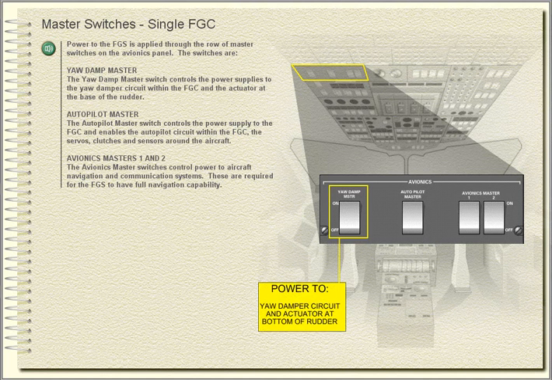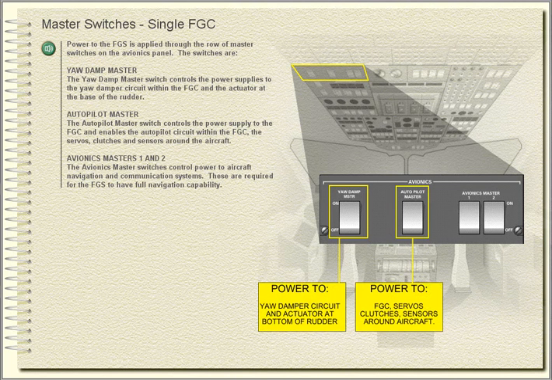Master switches, single FGC. Power to the FGS is applied through the row of master switches on the avionics panel. The switches are Yaw Damp Master. The Yaw Damp Master switch controls the power supplies to the yaw damper circuit within the FGC and the actuator at the base of the rudder.